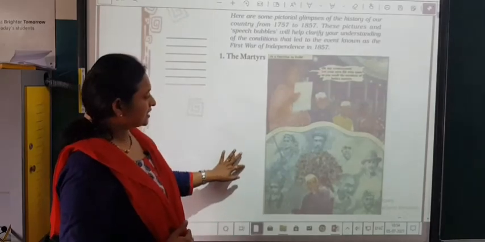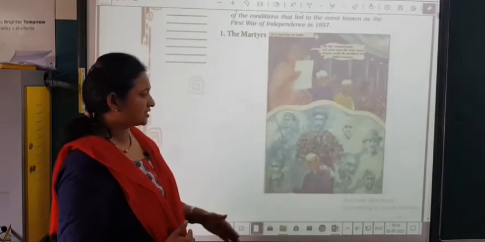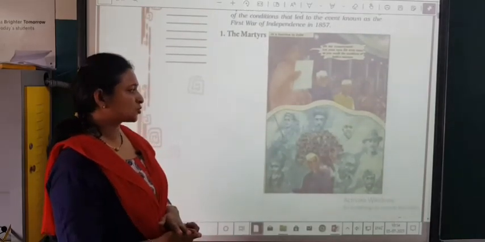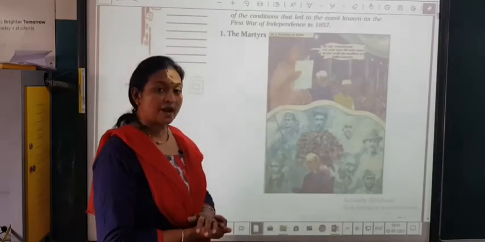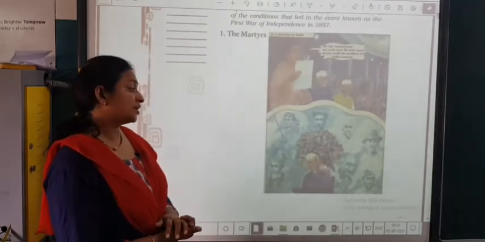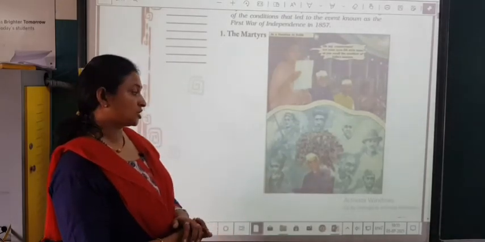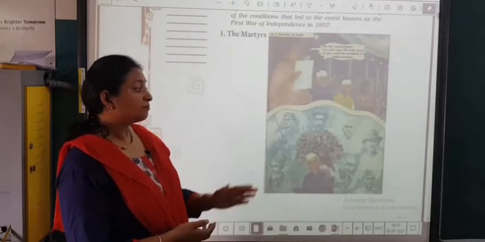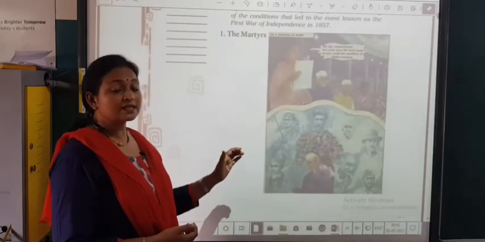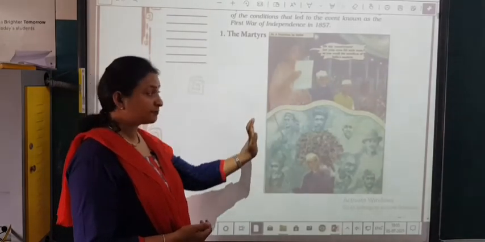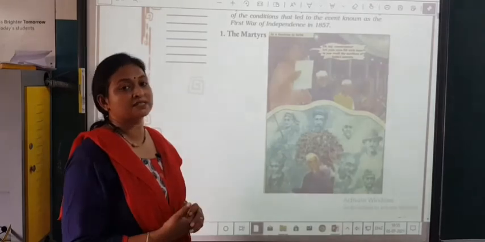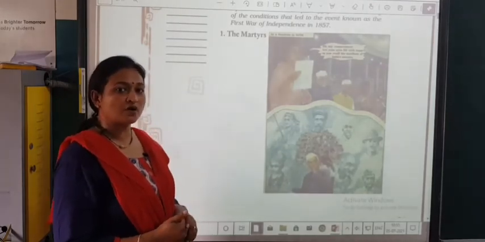And here you can see in the picture there are some freedom fighters. Here you can see Rani Lakshmi Bai is there, first Prime Minister of India, Nehru ji is there, then Mahatma Gandhi, father of our nation, Subhash Chandra Bose is there, Bhagat Singh is there. So, these are some of the people. They are depicting that so many people have sacrificed their life for the freedom of our country.